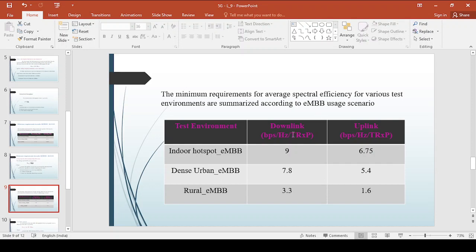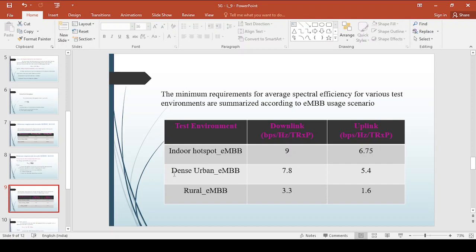The average spectral efficiency in downlink is 9 bits per second per hertz per transmission or receiving point, right. The units are bits per second per hertz per transmission or receiving point, because we have summation i equals 1 to n of xi divided by t dot w dot m, where m denotes the number of transmitting and receiving points. In downlink it should be 9, and in uplink it should be 6.75. Again, the downlink value is greater than uplink.